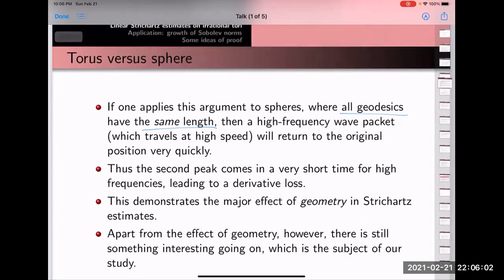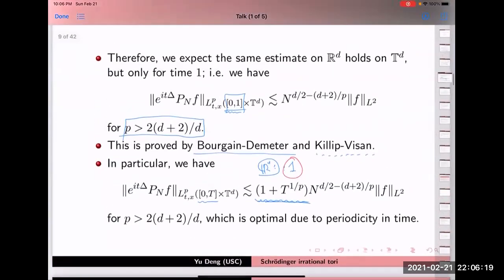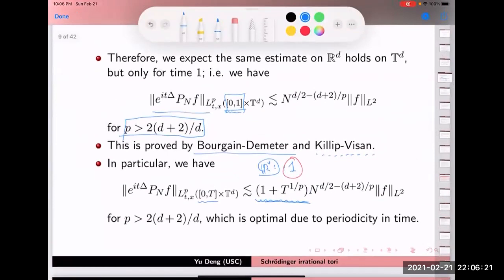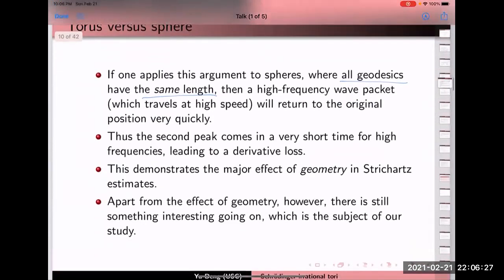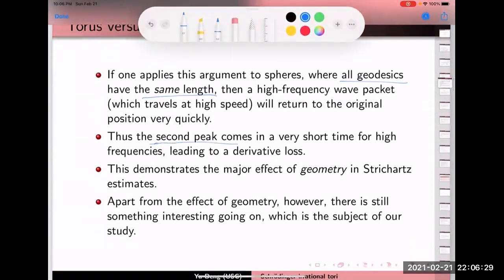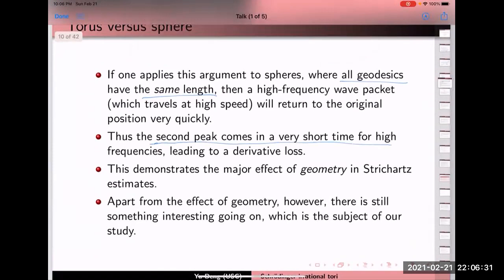Okay, this means that this so-called second peak, or the reconcentration, actually happens very quickly if you have high frequency inputs, and then this means that you are expecting to have a very big value of this LP norm pretty soon, and you will expect some loss in the Strichartz estimate if you think of time 1 Strichartz estimates. Okay, so the second peak comes in a very short time for high frequencies, which leads to derivative loss.